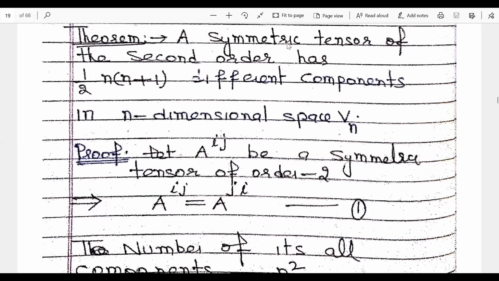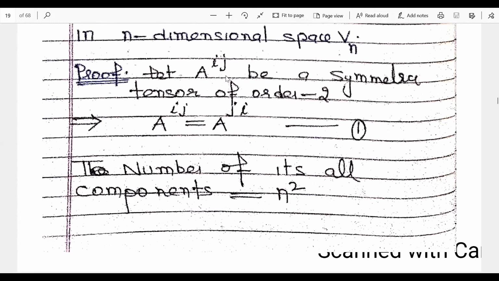A symmetric tensor of second order has 1/2 n(n+1) different components in n-dimensional space V. Now, let Aij be a contravariant tensor. We can also take the covariant, but in order to prove the result, we take a contravariant tensor.